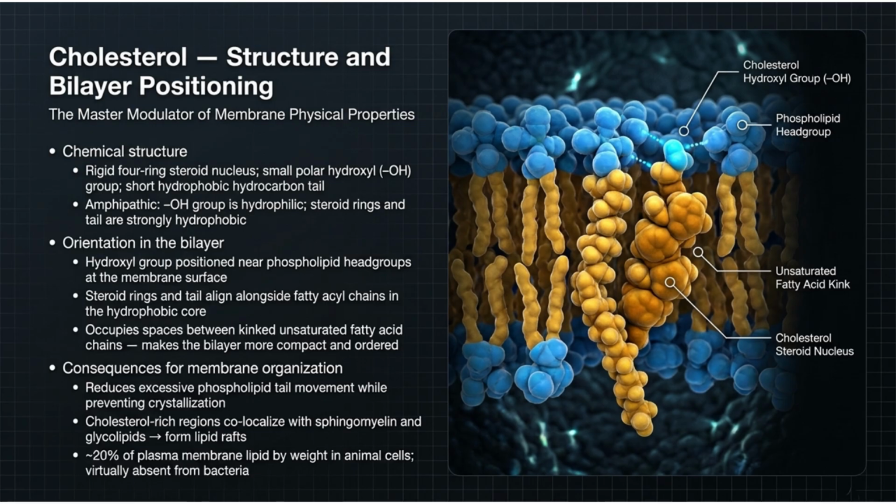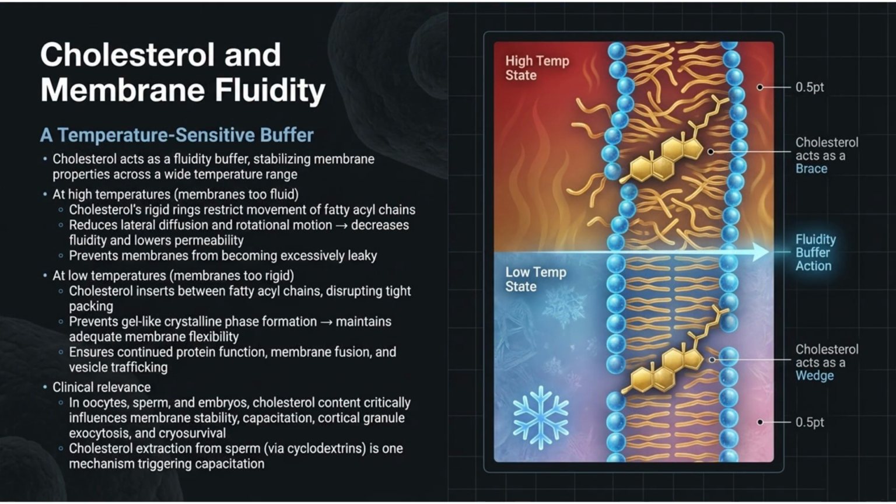Let us now examine exactly how cholesterol regulates fluidity, because that regulation is central to cryobiology. If there is one phrase to anchor your understanding of cholesterol's role in membrane biology, it is this: cholesterol is a fluidity buffer. It does not simply make membranes more fluid or less fluid. Rather, it acts as a stabilizer, dampening the extremes of fluidity across a wide range of temperatures. This buffering function is critical in normal physiology, and it becomes especially relevant when we expose gametes and embryos to the temperature extremes of cryopreservation.